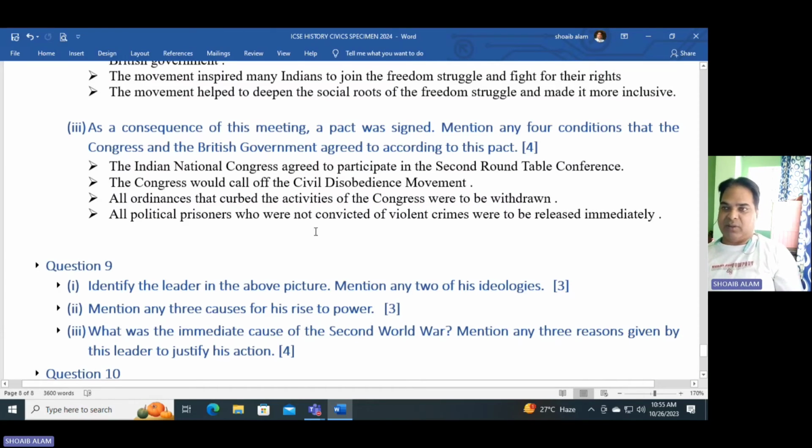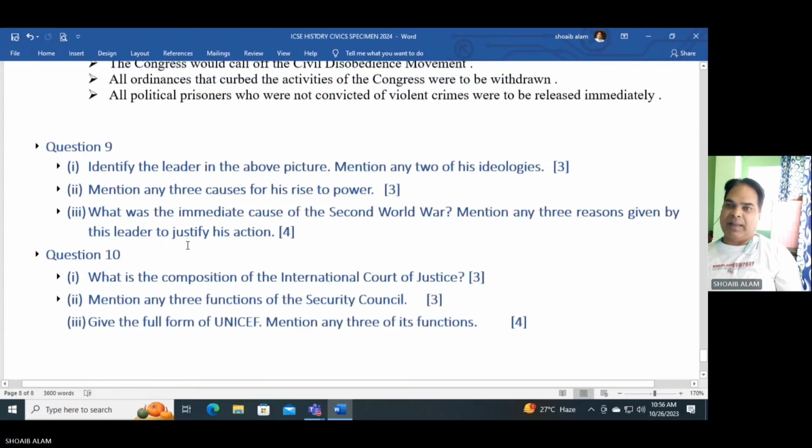Number one, the Indian National Congress agreed to participate in the Second Round Table Conference. Congress would call off the Civil Disobedience Movement. All ordinances that curbed the activities of the Congress were to be withdrawn. And the last one, all political prisoners who were not convicted of violent crimes were to be released immediately. Finished.